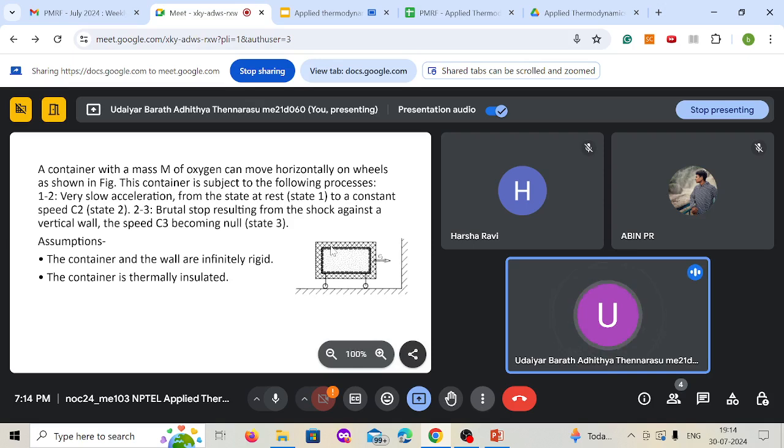The first process is you are slowly accelerating it and bringing it to constant speed. Now this container is going and hitting a wall and coming to rest. That is process 2. The assumptions made are: the container wall is infinitely rigid, so it doesn't deform and will be intact, and second, the container is thermally insulated.